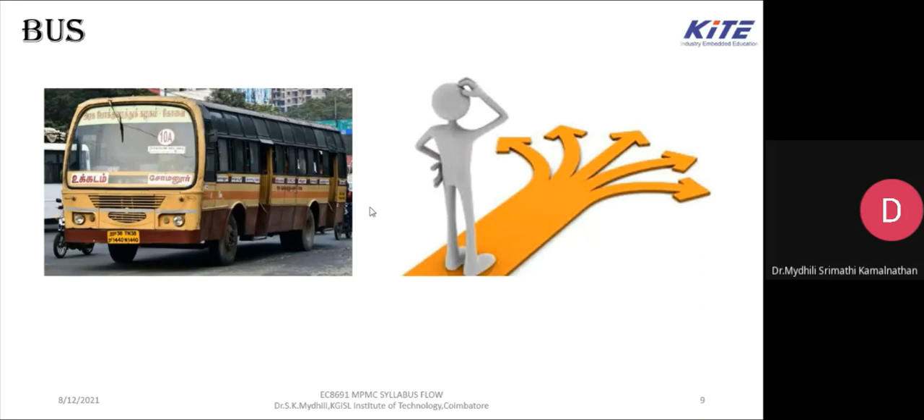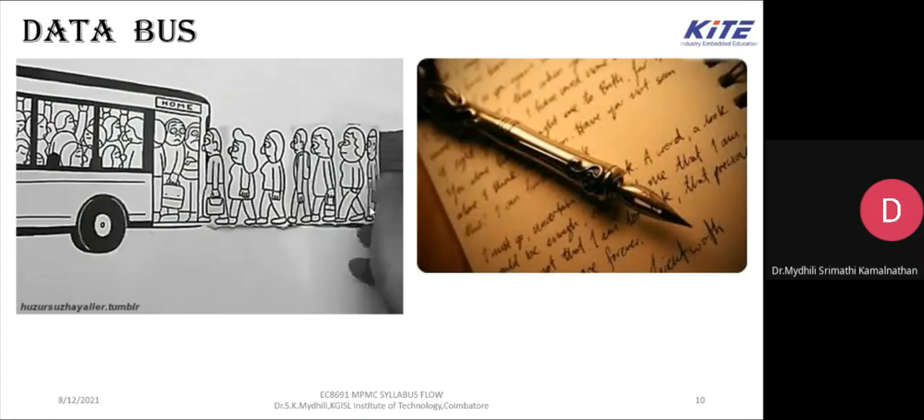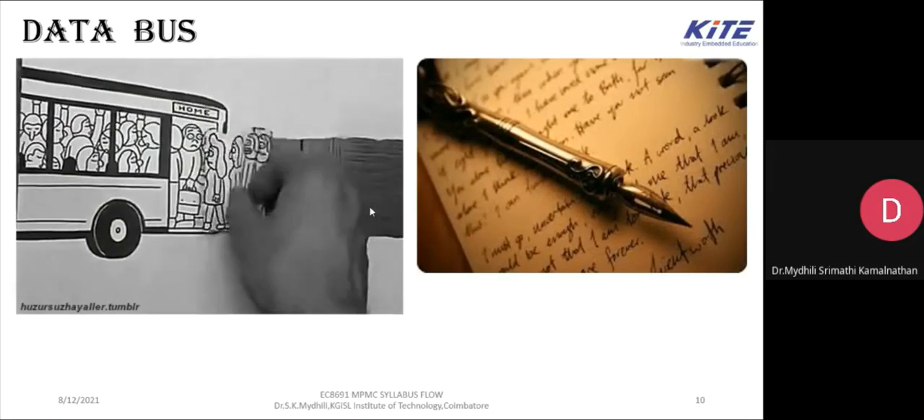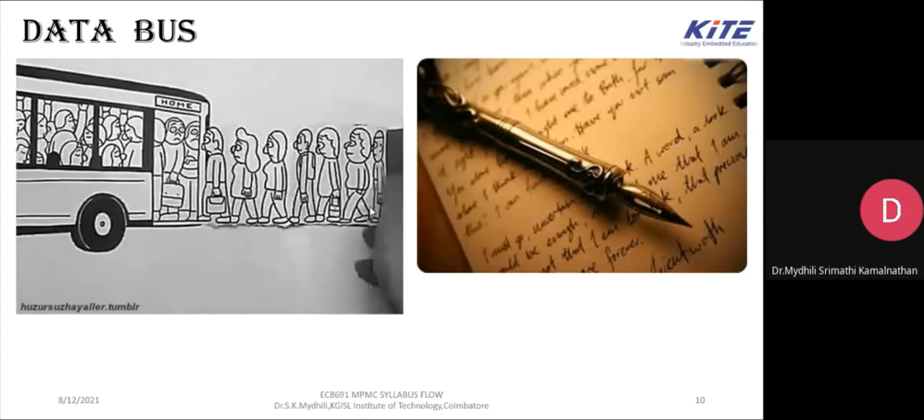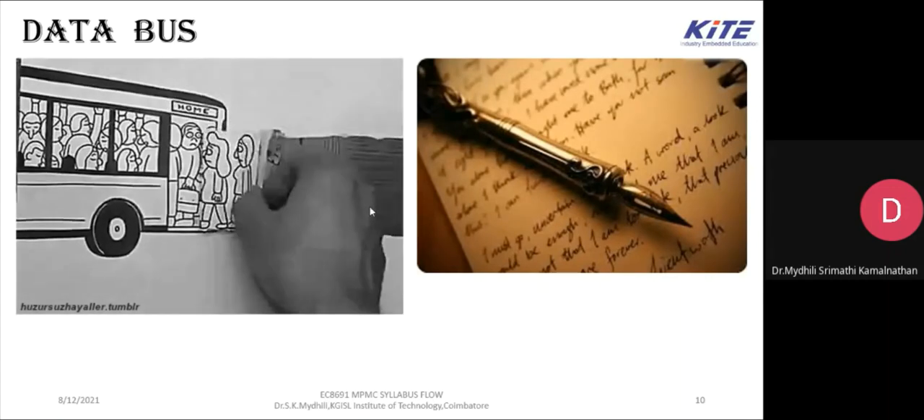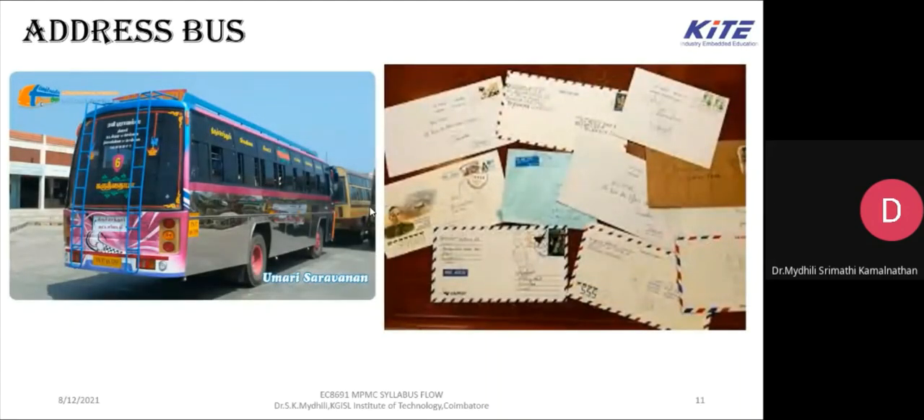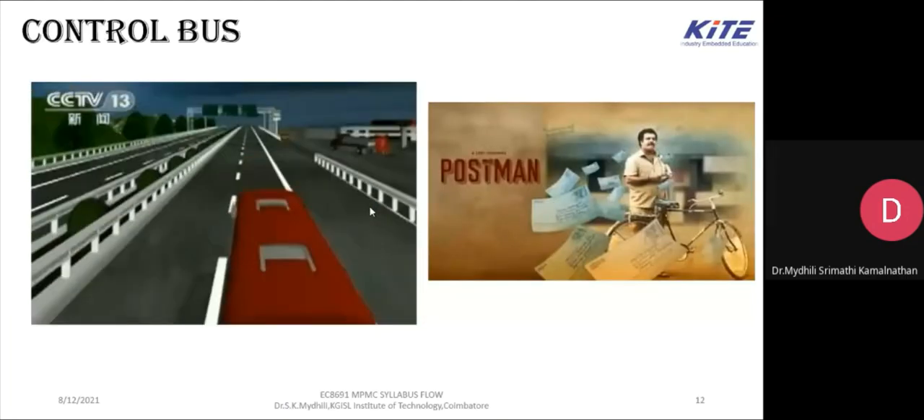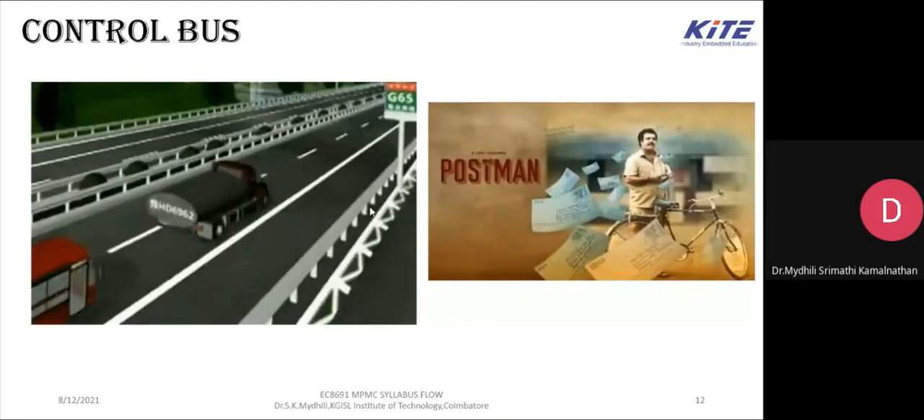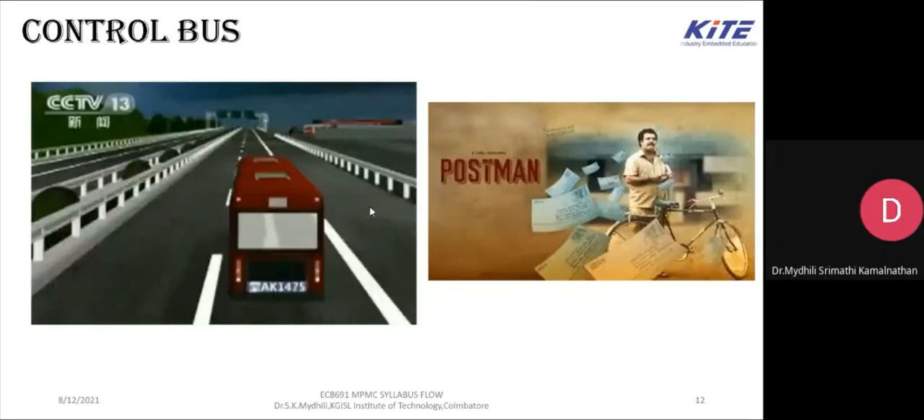In order to give you a better understanding, I am showing you this. What are buses? A bus carries the passengers from one location to another. In terms of the microprocessor also, there is bus terminology, where it is divided into three. The first one is the data bus. What is your second one? It is the address bus. And the third one is the control bus. Data bus, address bus, and control bus.